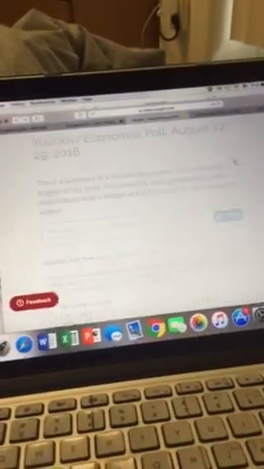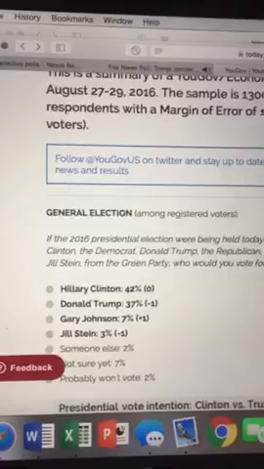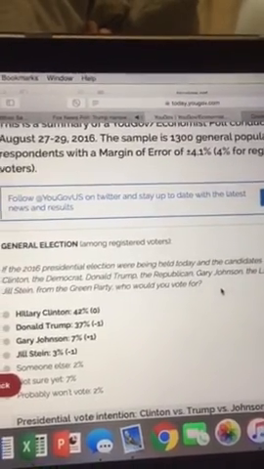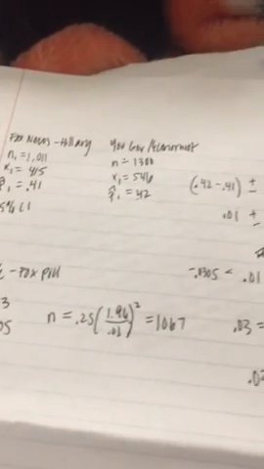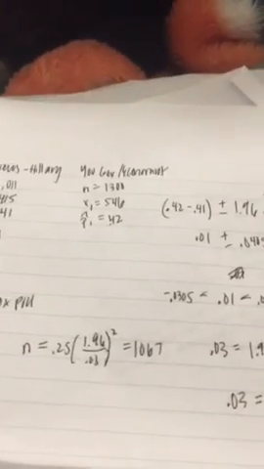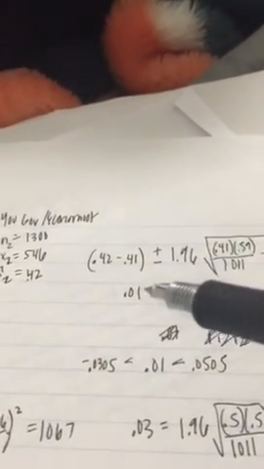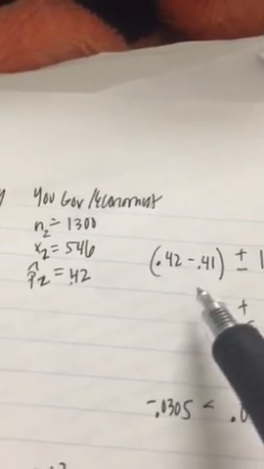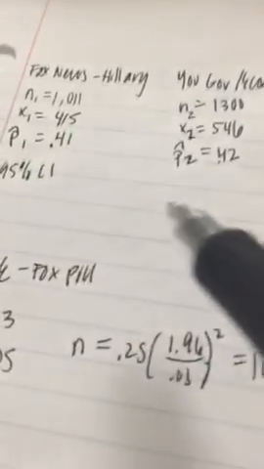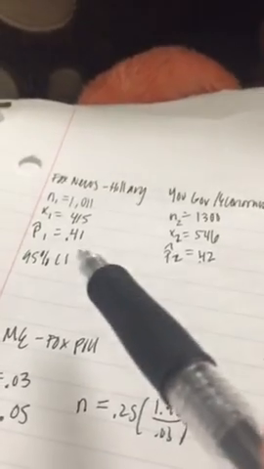For example, in my other one, the YouGov one, which shows that Hillary Clinton has a 42%, it gave the number of people, which was 546, and p hat 1 was 0.42. And n2, these are all 2s, not 1s, was 1,300 people. To do the confidence interval, you need p hat 1 minus p hat 2. In this case, I just flipped them so it would be positive. So it's 0.42 minus 0.41, since Hillary Clinton's lead was 0.42 in one and 0.41 in the other.